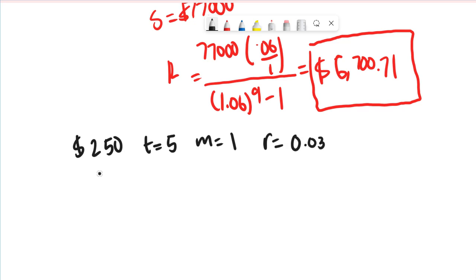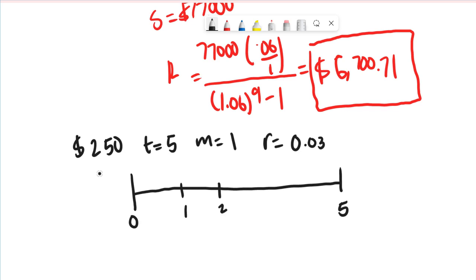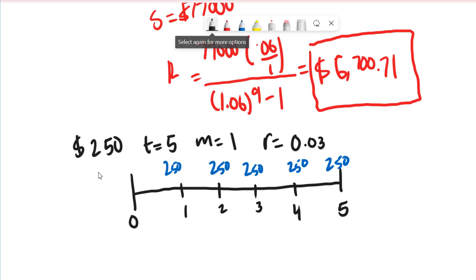Now look at it like this, the cash layout. The cash layout says that you start at 0 and that you end at the 5th year. So we have the 1st year, the 2nd year, the 3rd year, and the 4th year. I'm making these deposits on an annual basis, so we have 250, 250, 250, 250, and 250. But the question becomes, how much is earned after each deposit?